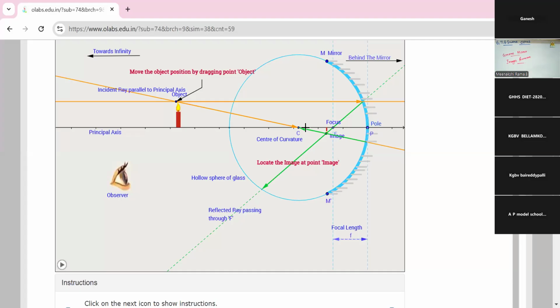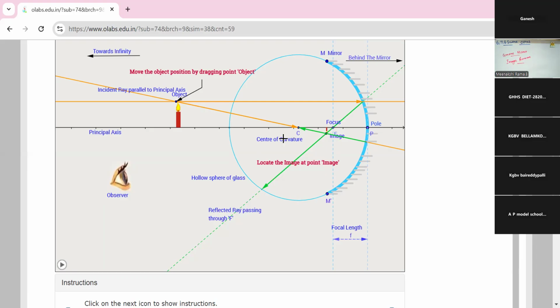So the center of curvature point is denoted as letter C. And next one is the principal axis. This center line is called the principal axis. It is the straight line passing through the center of curvature, and the pole of the concave mirror lies on that principal axis.